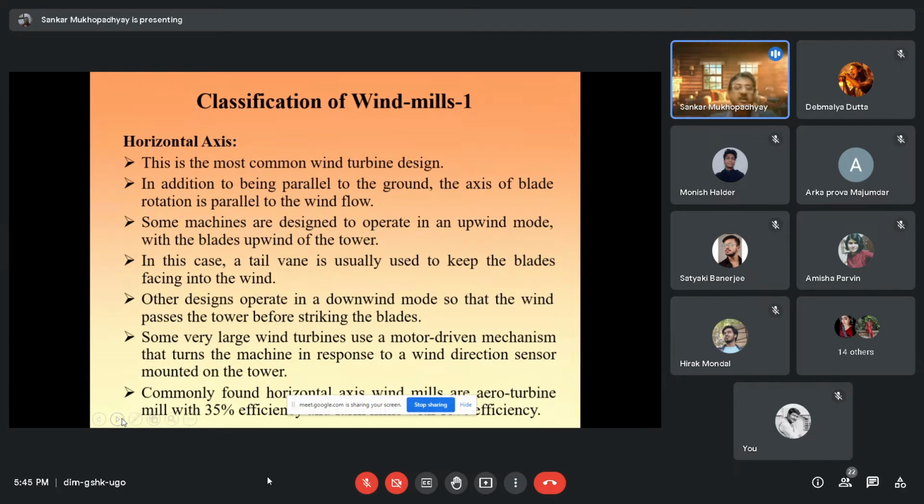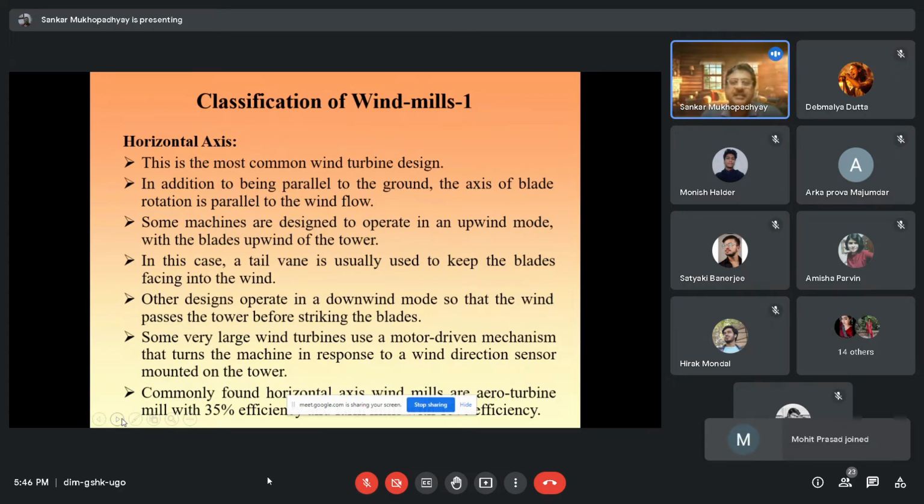Classification of windmills. Horizontal axis, as I mentioned, is the most common wind turbine design. In addition to being parallel to the ground, the axis of the blade rotation is parallel to the wind flow. I think you are understanding this. It is like the paper wheels which children used to rotate across the wind, so that the wheel moves. Here the blade moves as and when wind flows. How the blade moves, we will discuss.